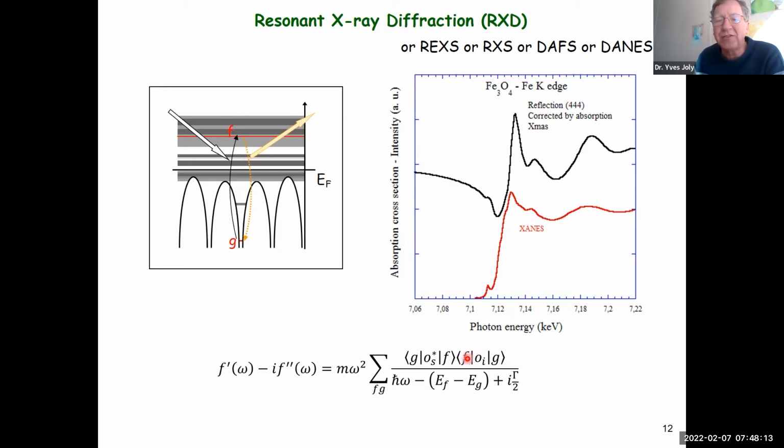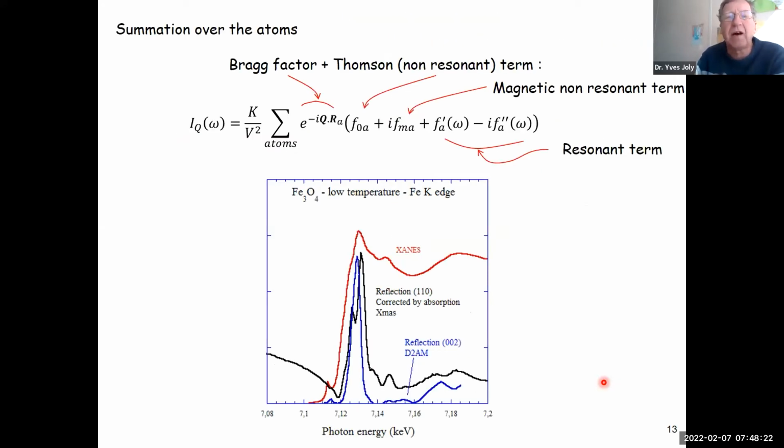You can see that you have this transition from the core state to the final state, and then you go back to the core state. So we can understand that the results are in some way similar. The difference now with XANES is that you don't simply sum over the absorption of the different absorbing atoms in the unit cell, but you also have to consider the non-resonant term, the Thomson one, and the magnetic one, if it's magnetic.